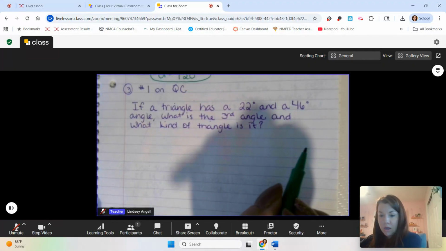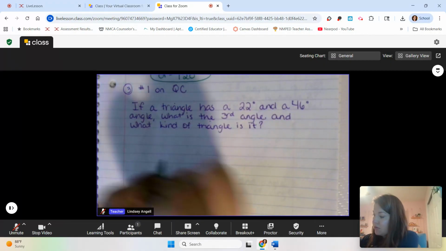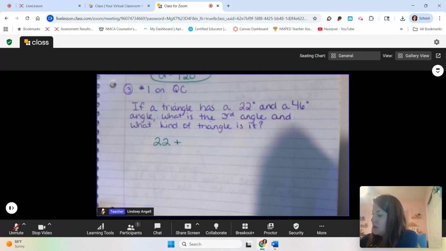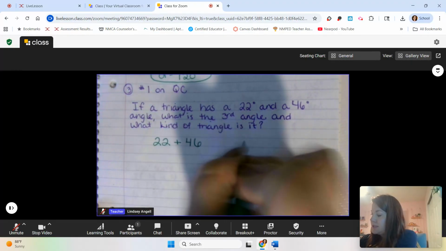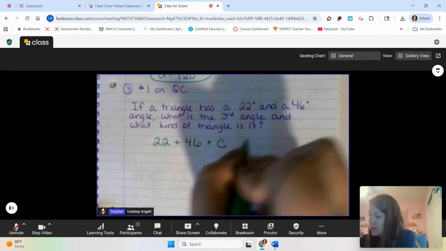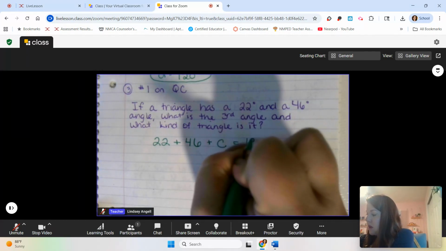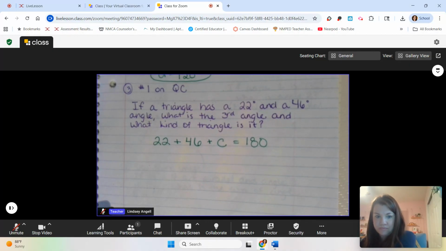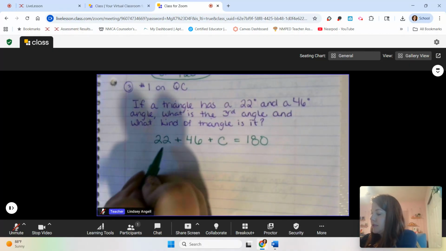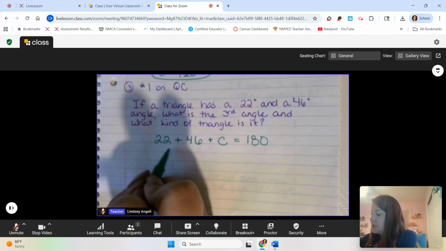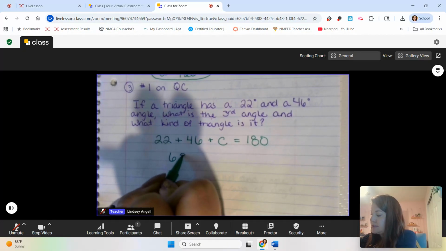Well, let's see. We know that adding all three of them together, the first angle, which is 22, the second angle, which is 46, plus the third angle, we'll just call that one C this time, those all add up to 180 degrees. Okay, that's always true. So let's keep working towards knowing what that third angle is. 22 plus 46 is going to give us 68.